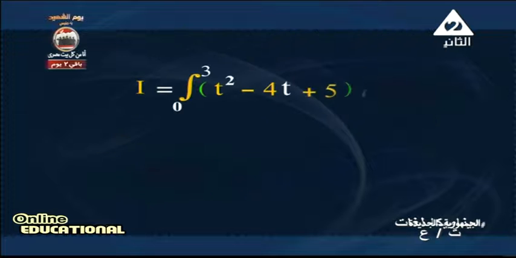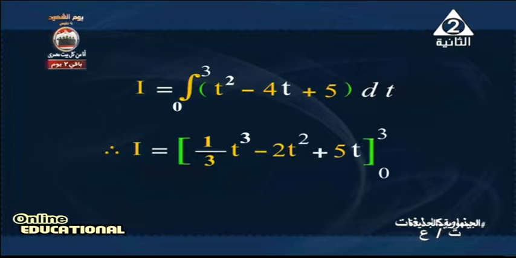I equals integration of the function f equals t² − 4t + 5 with respect to the time t from 0 to 3. The impulse within the first 3 seconds, meaning from time t = 0 to time t = 3. The definite integral: I equals (1/3)t³ − 4t²/2, which equals 2t², plus 5t, from 0 to 3.